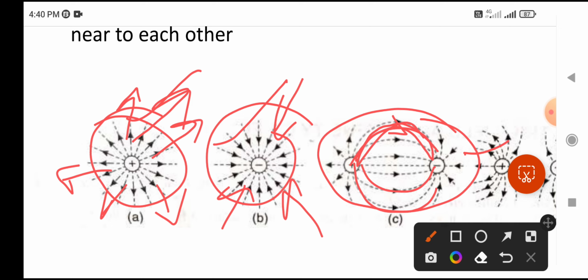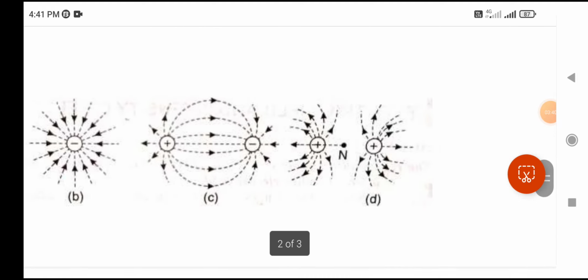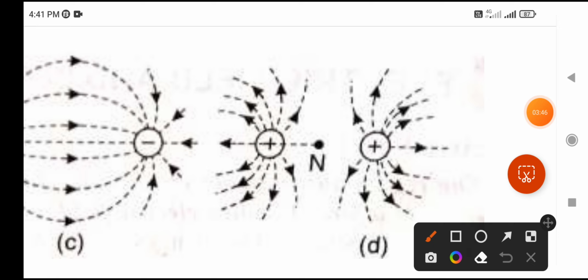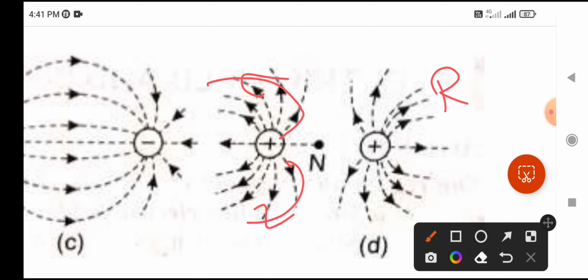Or suppose there are the same charges, not opposite charges. For the same charges, see the diagram: there are two same charges, like this. Then what happens? Repulsion will start. So here the lines of force are moving in this direction, like this, right? The bending of the electric field lines indicates they are repelling. So there is a repulsive force. That is why they are shown in this manner.